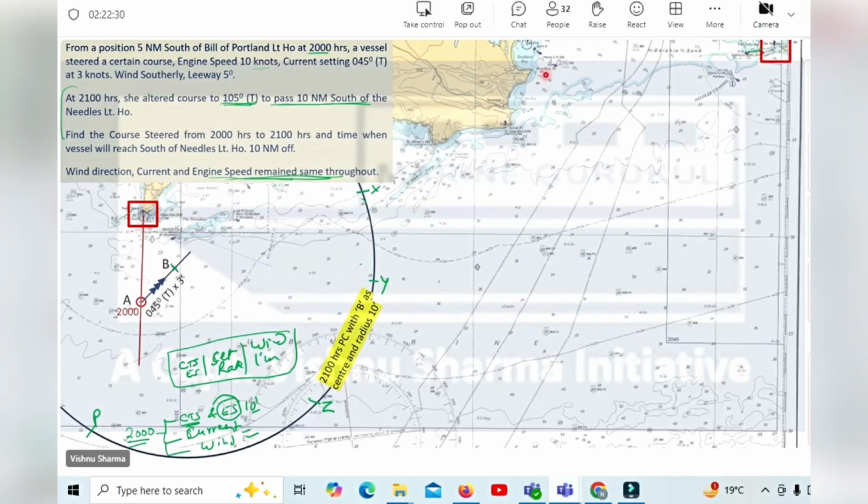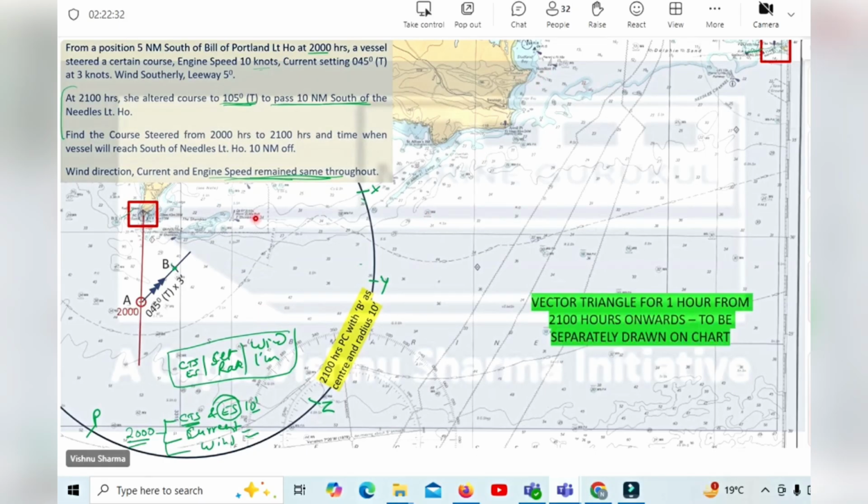Am I right? That position, that course which you make good will take you, he says, past 10 miles south of Needles. Now I am making the vector triangle for 1 hour from 2100 hours onwards. I'll draw it separately on the chart itself. What is my CTS? 105 degrees true.